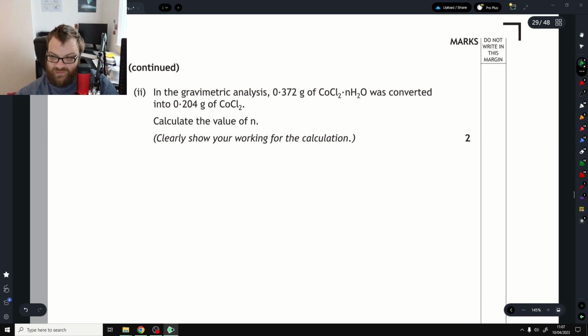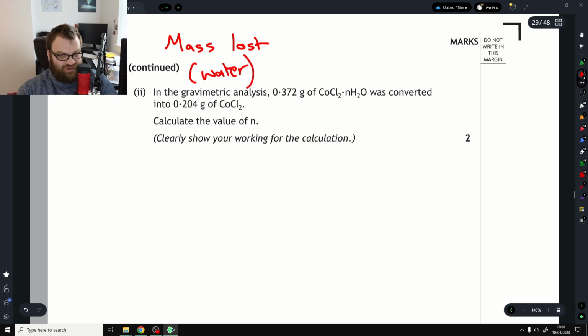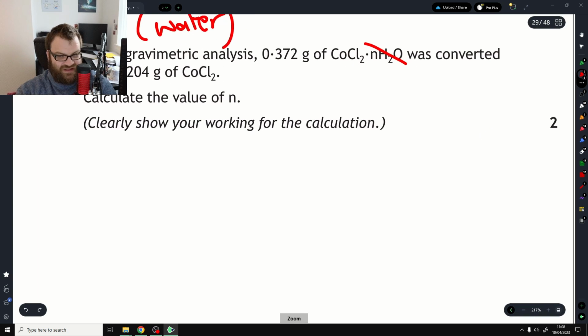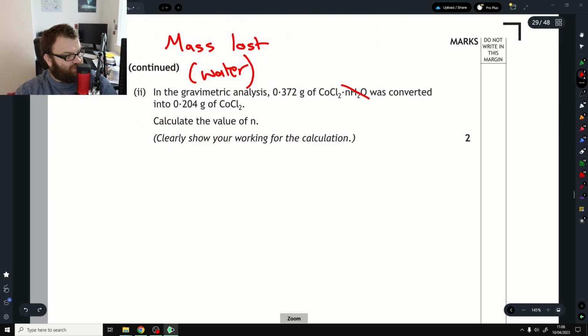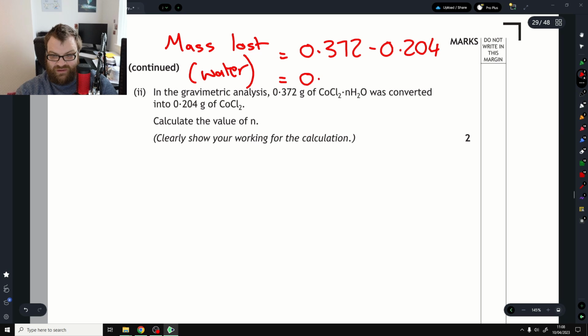So what can we learn from what we've been told? Well, we can look at the mass loss between our starting value and our end value. And the mass lost has to be water, because that's what's been driven off. Other questions will have different things that are given off, but in this one, we've lost our water. That's got to be that lost mass. I'm going to do 0.372 take away 0.204. Going to give me an answer of 0.168 grams.